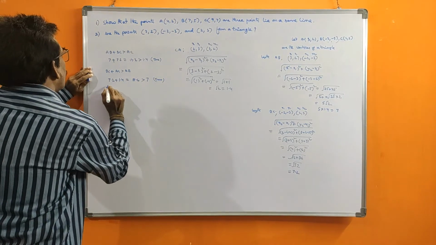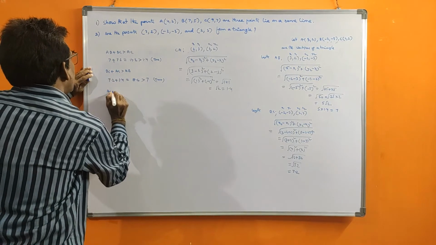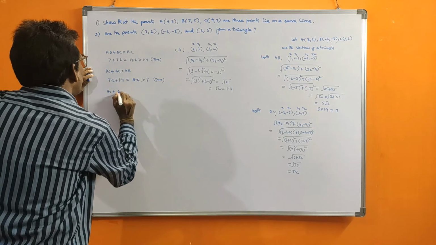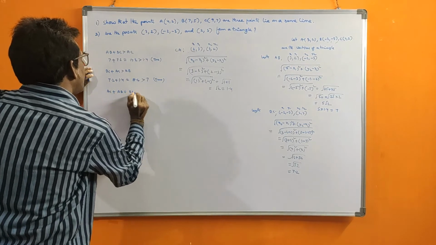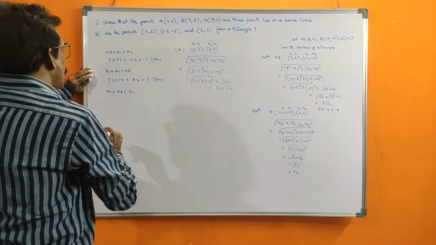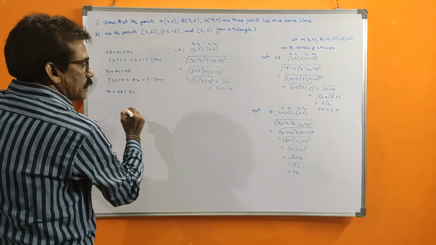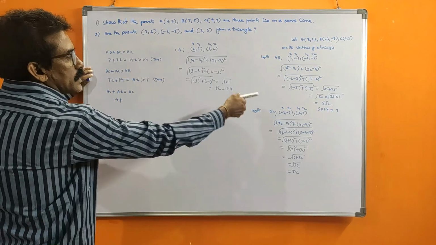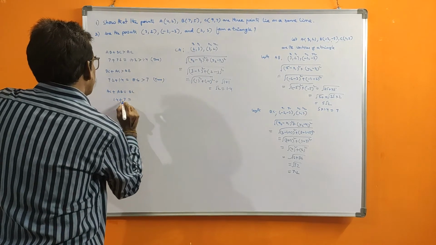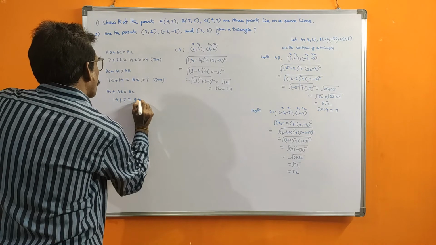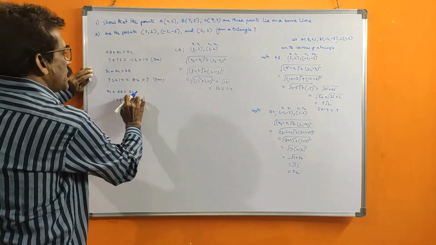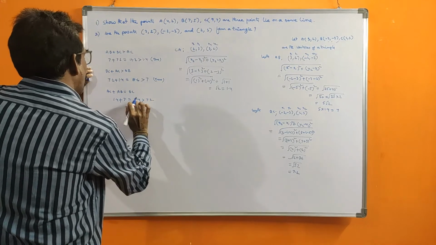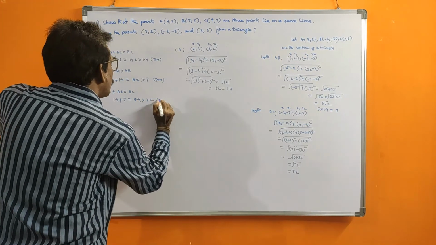Next, the third one. AC plus BC is finished. AC plus AB greater than BC. AC plus AB greater than BC, the third one. Now AC is 1.4 plus AB. AB is 7. This is what? 8.4. This is greater than BC. BC is what? 7.2. 8.4 is greater than 7.2 only.